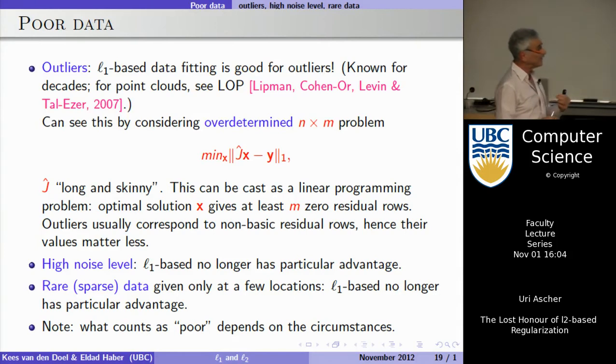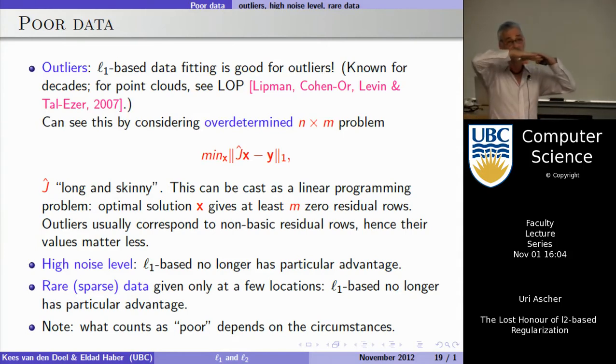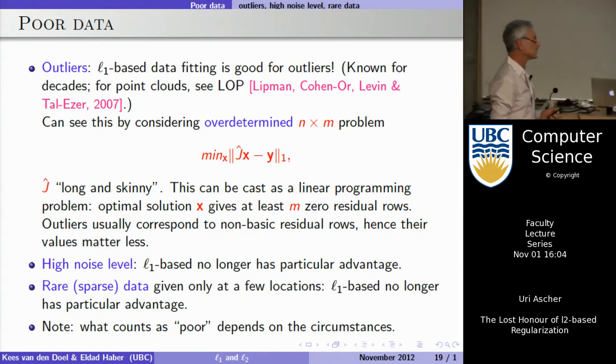Likewise, what rare data is depends on the case. If you have a bunch of points that describe a straight line or a plane, then you don't need many points to describe that. Whereas if you have a corner, then of course you need points near the corner. It depends on curvature. So poorness is not just L2 distance. It depends also on curvature.